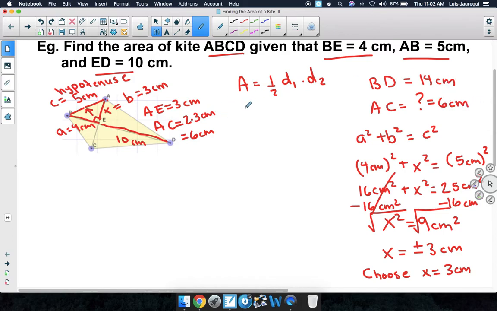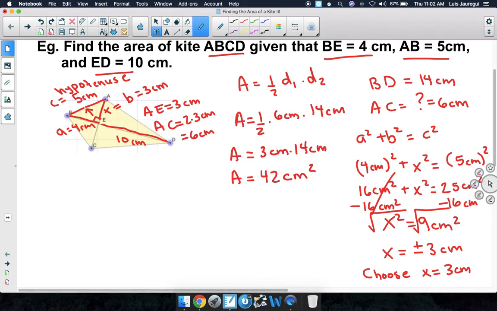So we can apply our area formula: area is equal to 1/2 times one of the diagonals, which is 6 centimeters, times the other diagonal, which is 14 centimeters. Half of 6 is simply 3, so we have 3 centimeters times 14 centimeters, and 3 times 14 is 42. So the area is 42, and centimeters times centimeters is centimeters squared.